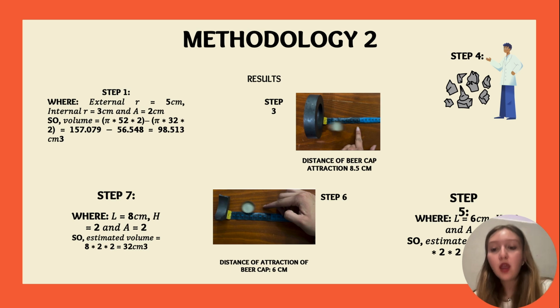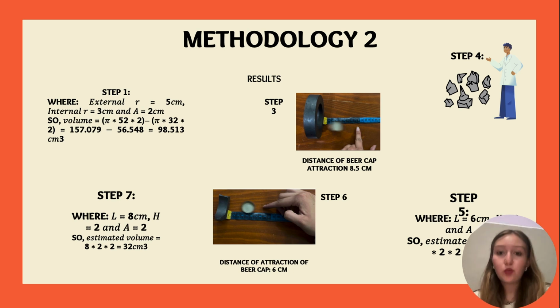At step 4 I broke the magnet with the help of a hammer, and at step 5 I measured the volume of this new piece. Then I repeated steps 2 and 3, and I could measure the distance of attraction of piece number 1, where I determined that the distance of attraction of the beer cup was 6 centimeters.